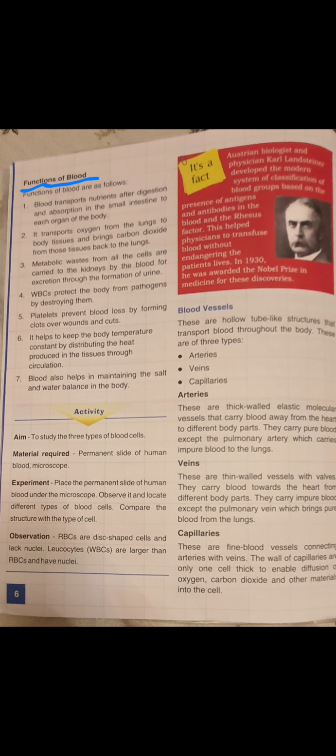The functions of the blood are as follows. Blood transports nutrients after digestion and absorption in the small intestine to each organ of the body. It takes the nutrients from the food and then gives them to the body, so as the blood goes through the body, all the nutrients will be there.